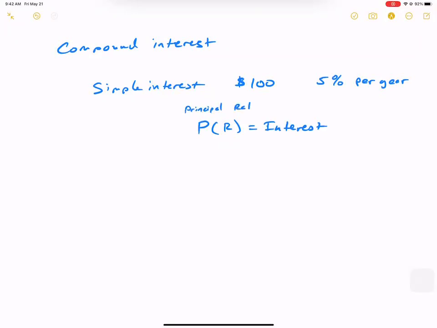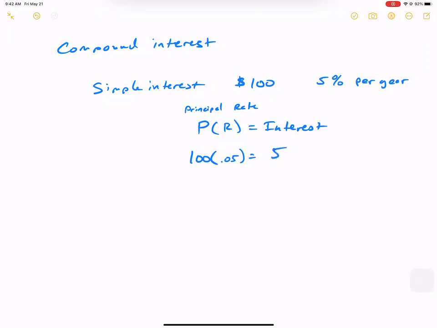Our rate is at what growth rate are we going to have? So when I do this, I write 100 times a percentage rate. It's 0.05. If you have a calculator, you can figure out what's 5% of 100, $5. Great.